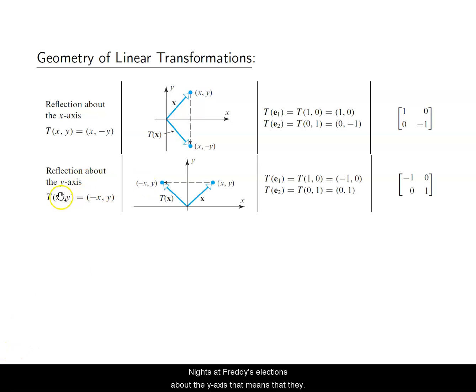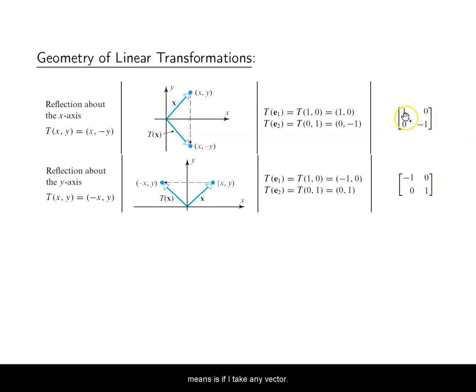For reflections about the y-axis, the x's need to be negative. It works the same way. Instead of the y's being negative, it's the x's that are negative. Again, if I plug in my elementary vectors, we'll call them E1 and E2 because I'm in R2 here, a two-dimensional system, I only have two axes, the x-axis and the y-axis. This is how they get changed.